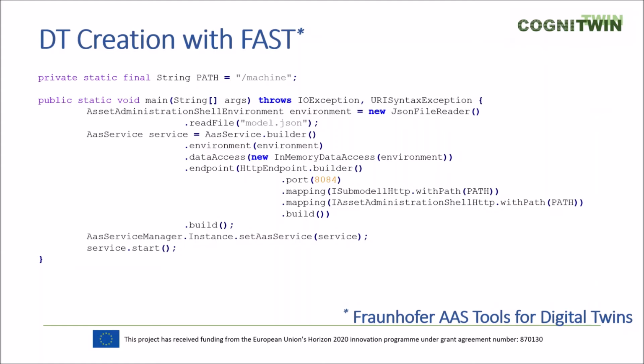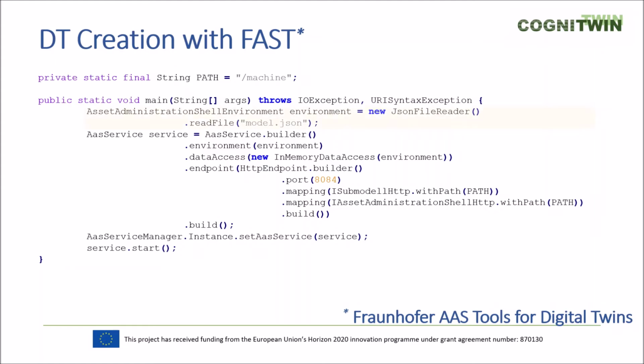Now that we've finished modeling our digital twin, we want to actually create a running digital twin service. For this, we are using the Fraunhofer AAS Tools for digital twins called FA³ST. This is a Java library that allows easy and fast creation of digital twin services and is extensible in many ways. This code shows all that is necessary, of course besides a previously created model, to create a running digital twin service that can be accessed via standardized APIs.